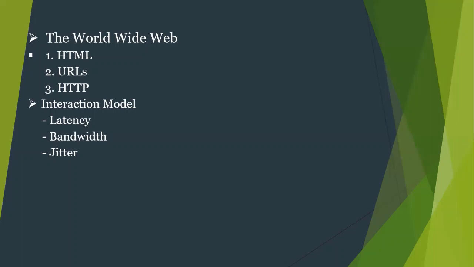So what is jitter? Jitter is the variation in the time taken to deliver a series of messages. Generally jitter is relevant to multimedia data. For example, if sequential parts of audio data are played with different time intervals, then the sound will be distorted. So these are the 3 points we have covered: the World Wide Web, the failure model, and the interaction model.